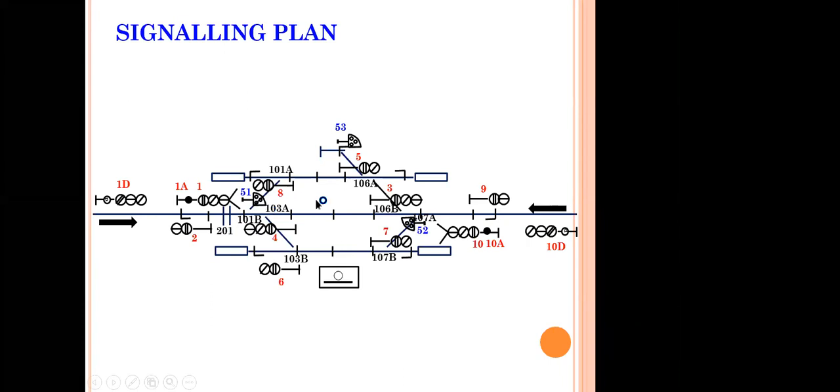It is just like your house, which has two doors. If you say the door is closed, you need to close both the doors.